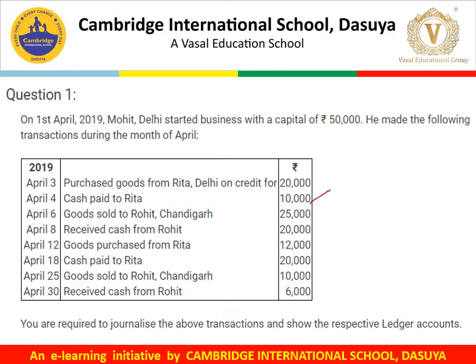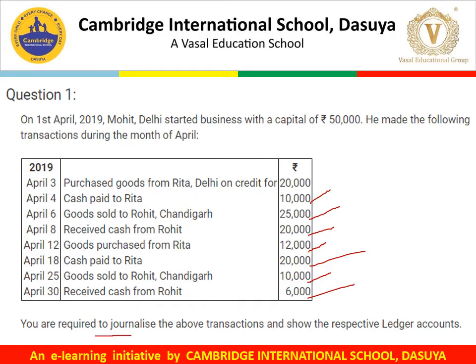He sold goods to Rohit Chandigarh on April 6 for rupees 25,000. Then received cash from Rohit 20,000 on April 8. Goods again purchased from Rita rupees 12,000 on April 12th and cash paid to Rita rupees 20,000 on April 18. Goods sold to Rohit Chandigarh again 10,000 on 25th of April and received cash from Rohit 6,000 on April 30th.